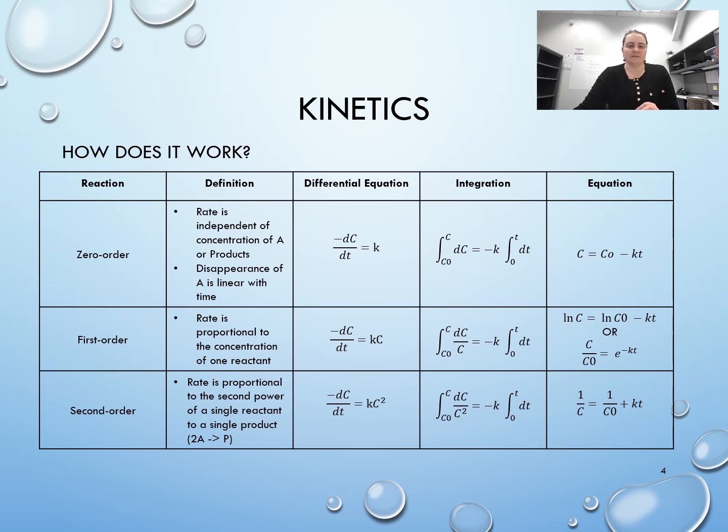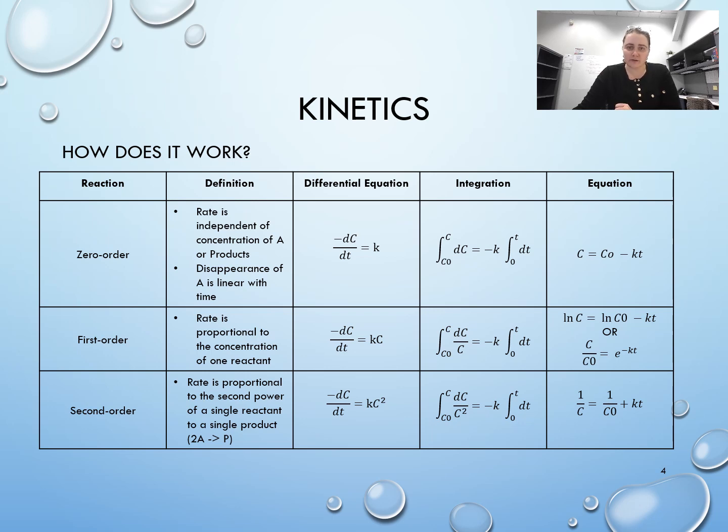The first is what we call a zero order reaction. In this particular reaction, the rate is independent of the concentration of A or the products, and the disappearance of A with time is linear. Basically what that means is that as time changes, the change in concentration with time is related to the rate constant. That's what you're going to see in that third column, the differential equation column. That dC/dt, remember, is a change in concentration per time, and that's related to k. And we have a negative because we have a concentration that's decreasing with time. So that's why it's a negative.